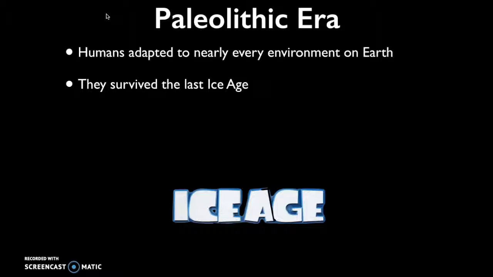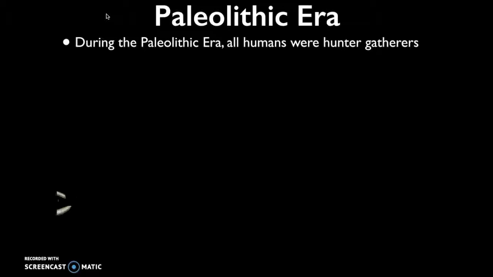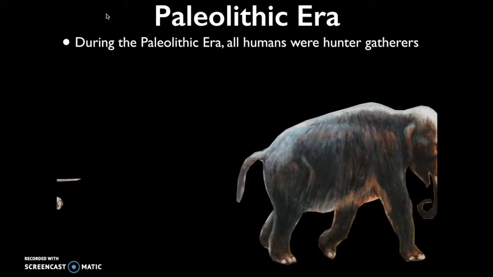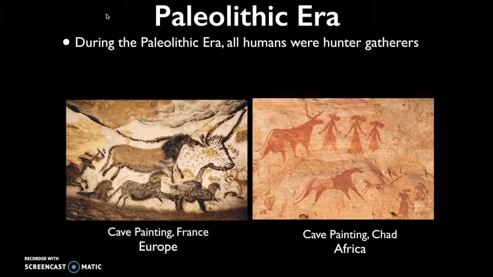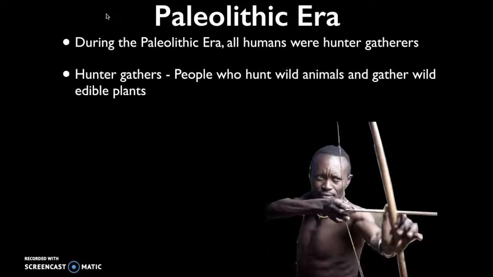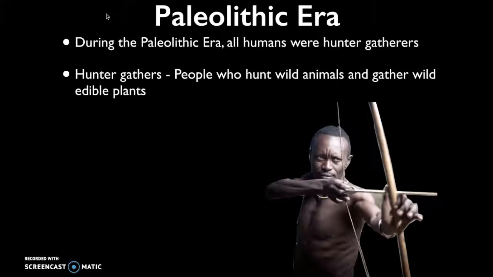Now, during the Paleolithic period, all peoples worldwide lived as hunter-gatherers. In other words, all humans hunted wild animals, gathered wild edible plants, and we know this partly from the art that exists that depicts similar lifestyles. Some of that Paleolithic art can be found in France, but very similar drawings of hunting and gathering lifestyle can be seen in cave paintings in Chad. So again, hunter-gatherers are people who hunt wild animals and gather edible plants for their living.